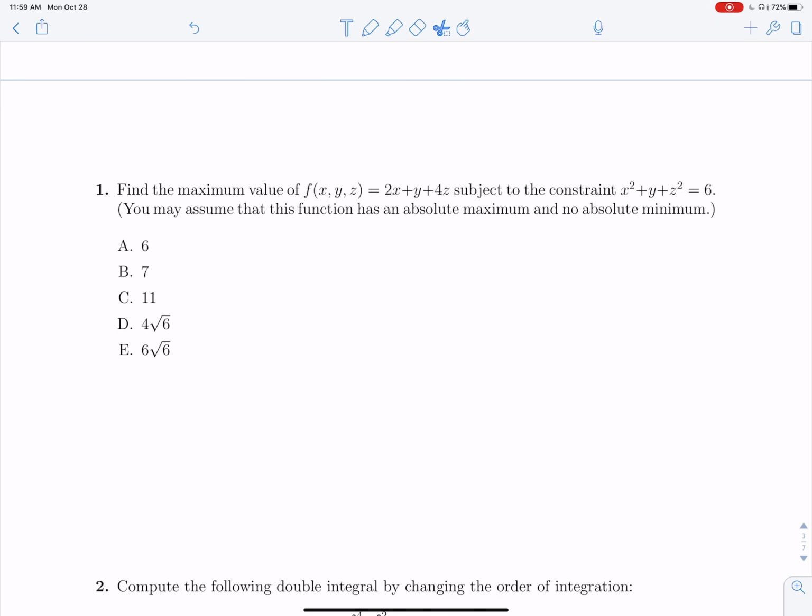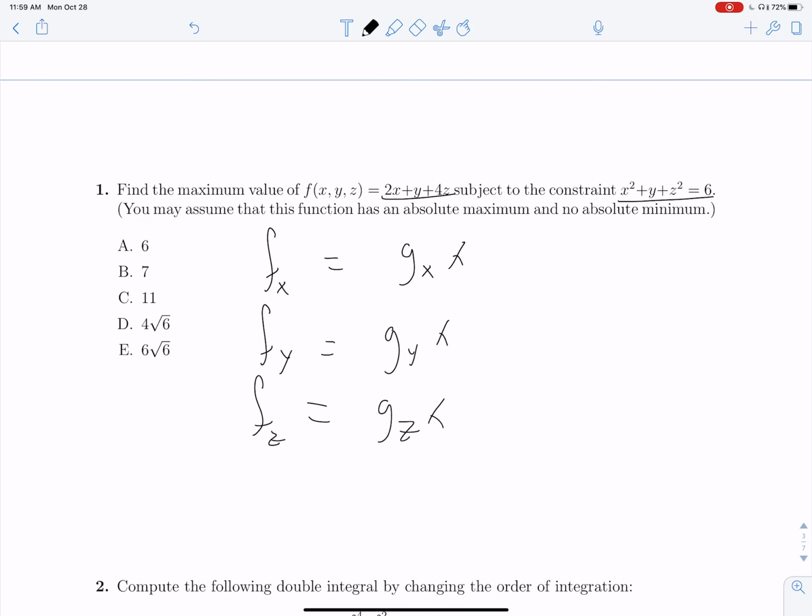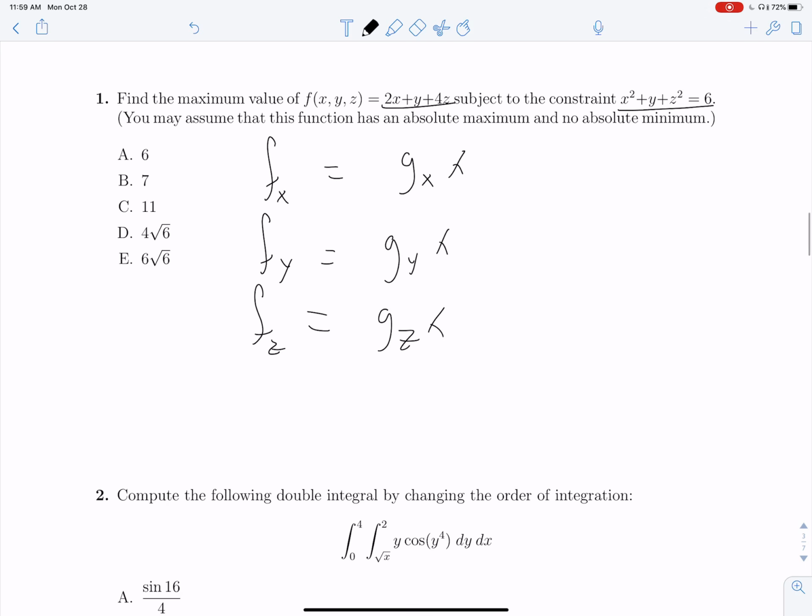We're starting off with the normal Lagrange multiplier question that is very similar to all the other Lagrange multiplier questions, and we know the drill by now. We need an fx, an fy, an fz, and we set these equal to gx lambda, gy lambda, and gz lambda, where g is our constraint and f is our function that we're trying to maximize or find the extrema of.